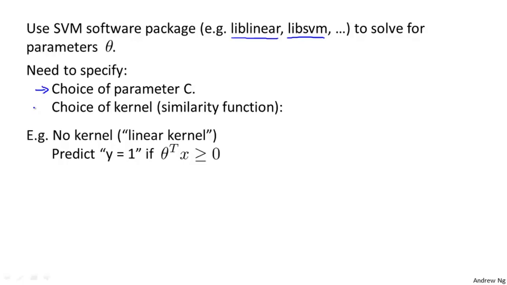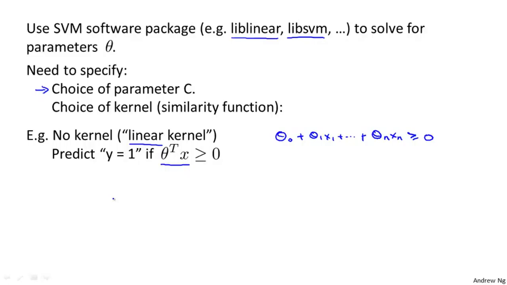One choice might be if you decide not to use any kernel, and the idea of no kernel is also called a linear kernel. So if someone says, I use an SVM with a linear kernel, what that means is they use an SVM without using a kernel, a version of the SVM that just uses theta transpose x. That predicts 1 if theta 0 plus theta 1 x1 plus so on plus theta n xn is greater than or equal to 0. This term linear kernel, you can think of as a version of the SVM that just gets you a standard linear classifier.